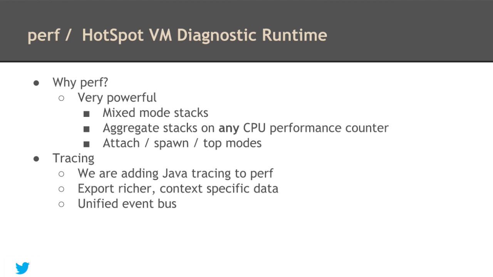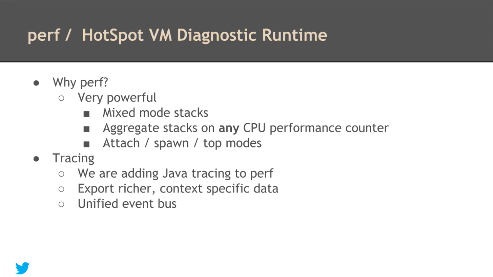Why perf? Perf is very powerful. It does mixed mode stacks, and aggregates stacks on any CPU performance counter. If we want to see TLB misses, we can aggregate on TLB misses. If we want to see L2 cache misses, we can do the same. Path length, anything that the CPU can give us. It also has attach, spawn, and top modes. So it was pretty clear that it made sense to do this, especially since we were only worried about CentOS 5 and 6. Pretty straightforward.